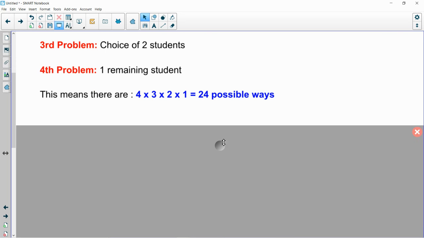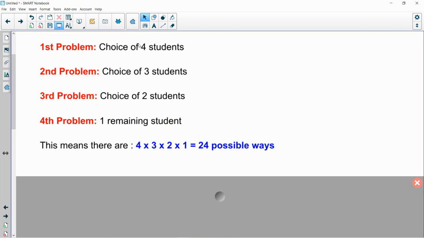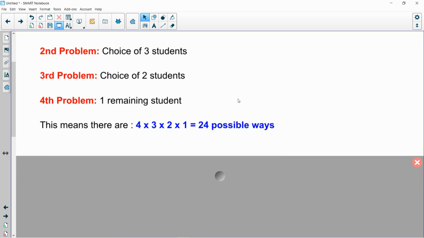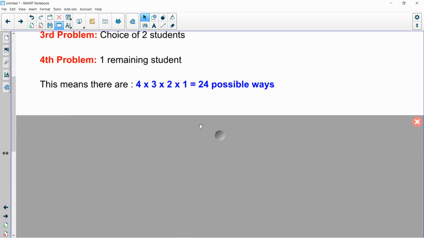And I really like this illustration because it breaks down and shows us one by one with the problem how these numbers, the 4, 3, 2, 1, where they come from when we multiply them together. We use the counting principle. All right, so with that said, that lays the groundwork for what we're going to do with permutations, what we're going to continue to do.